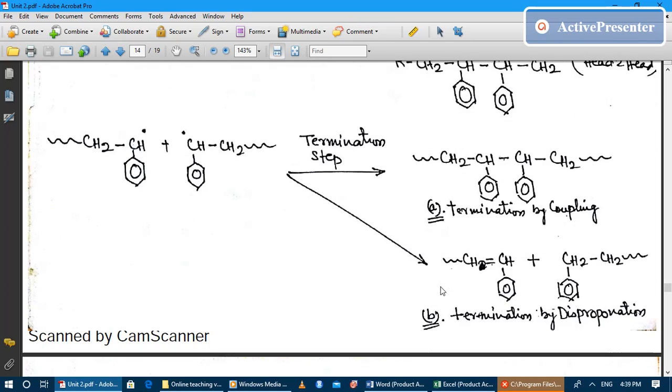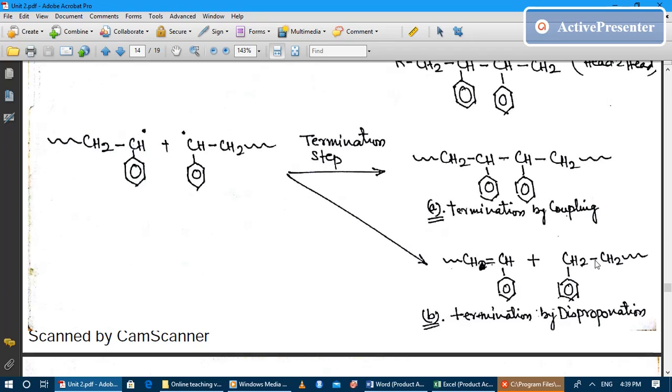The second type of termination is termination by disproportionation, in which one of the growing polymer chains, let's say this left hand side chain, will give one hydrogen atom to another chain on the right hand side. So here it will be CH2 on the asymmetric carbon atom. Now the valency of this asymmetric carbon atom is satisfied.